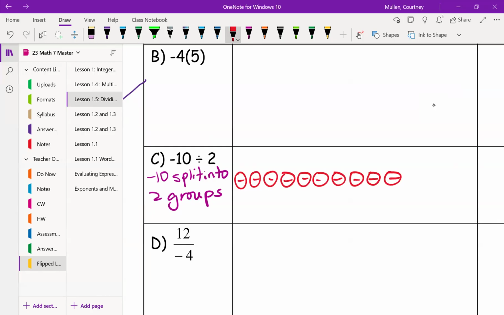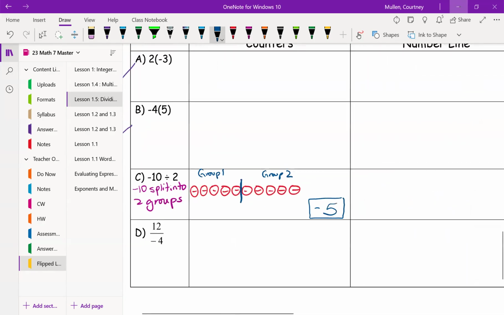So we want to split these counters into 2 equal groups. Well, how many counters would need to be in each group if the groups were equal? Did you think of 5? You'd be right. So if we split our group, now we have 2 groups. Here's group 1. Here's group 2. And how many counters do we have in each group? Well, we have 5. And what sign is on the counters? Negative. So -10 divided by 2 is -5.